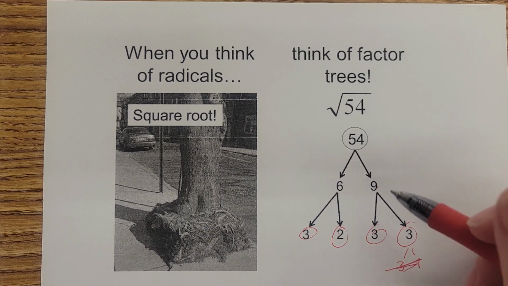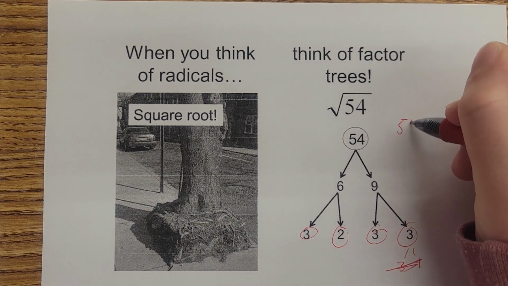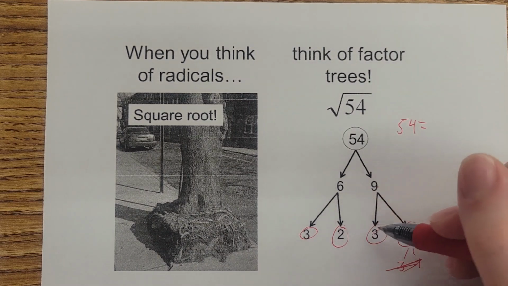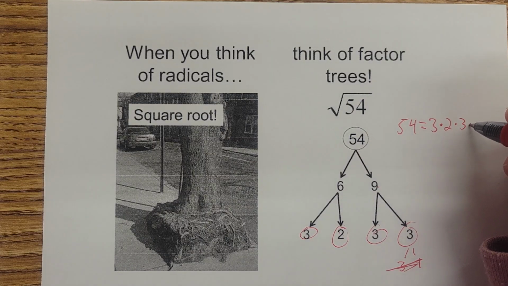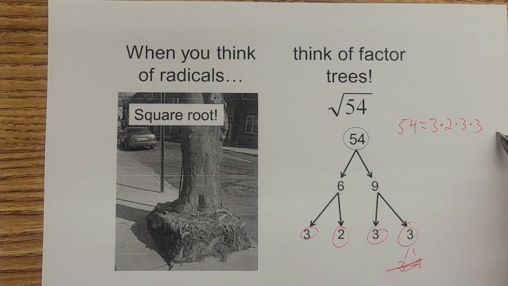This means I could write 54 as 3 times 2 times 3 times 3. If I multiplied these numbers out, I would get back to 54.